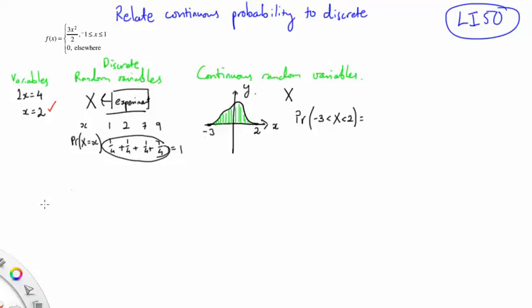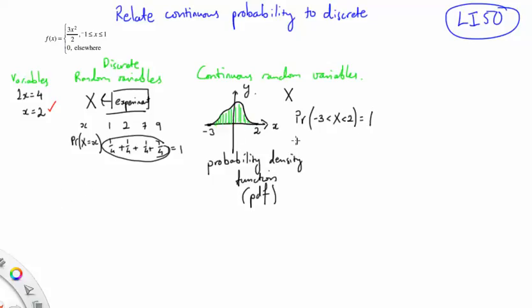And this is what we call a probability density function. This is called a probability density function, or PDF for short. So the probability it's between negative 3 and 2 has to be 1.